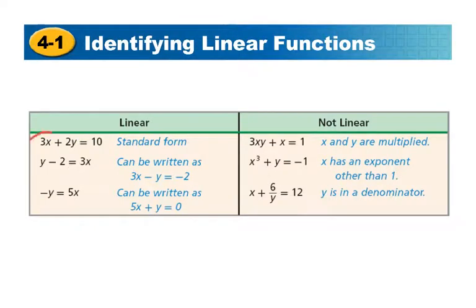So taking a look at this one, notice that both of the variables x and y have a power of 1. They're not being multiplied. There's no roots or denominators of any sort. And so in that case, we see a standard form linear equation. In the next one, you see that x and y, again, are to the power of 1. Nothing's being divided or multiplied. And so again, this one is going to be a linear equation.